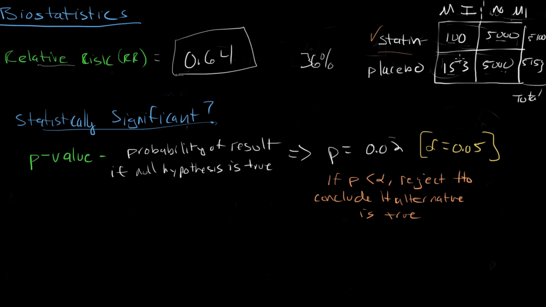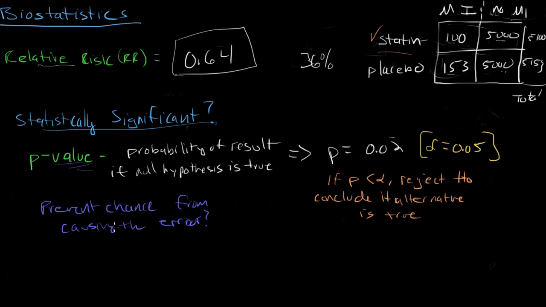So how do we know this result wasn't due to chance? How do we remove chance from adding error to our study? We remove chance by calculating this p-value and making sure it's below our threshold of alpha. And that way we can be confident that this result isn't due to chance.